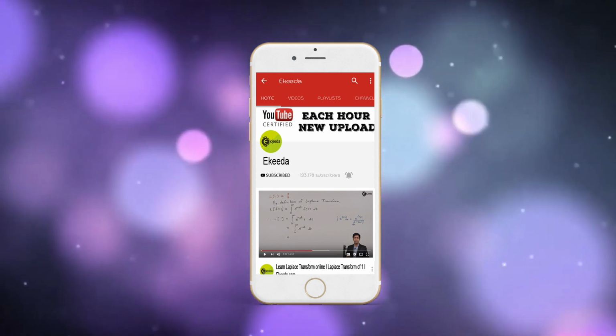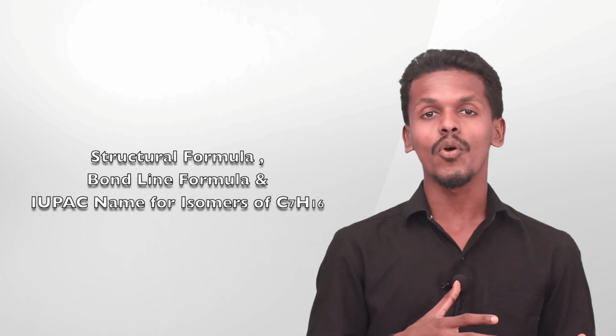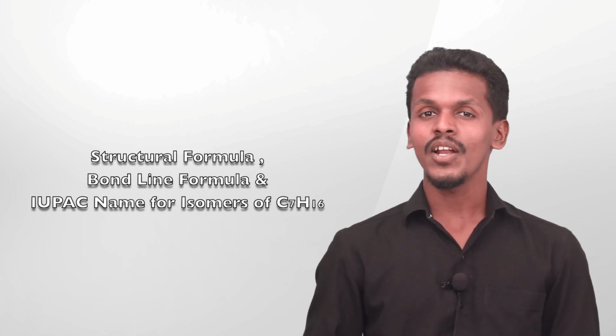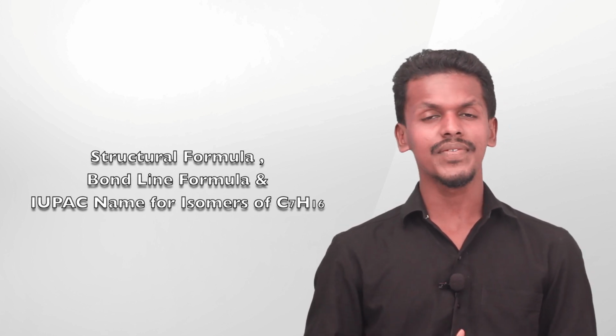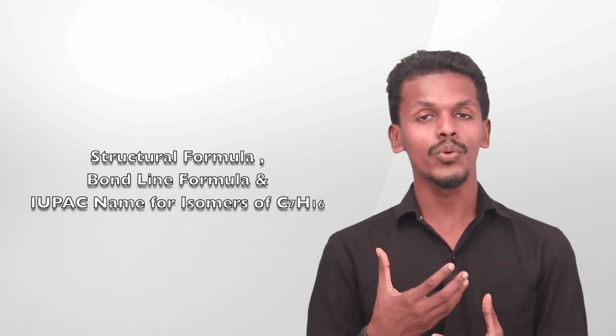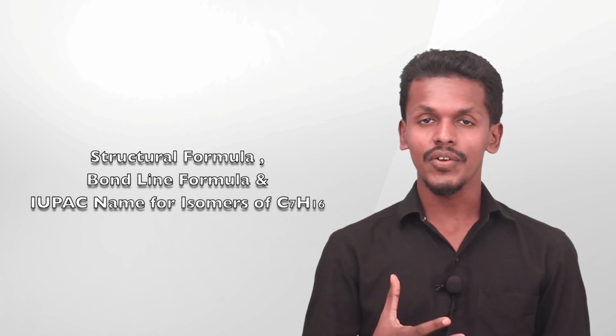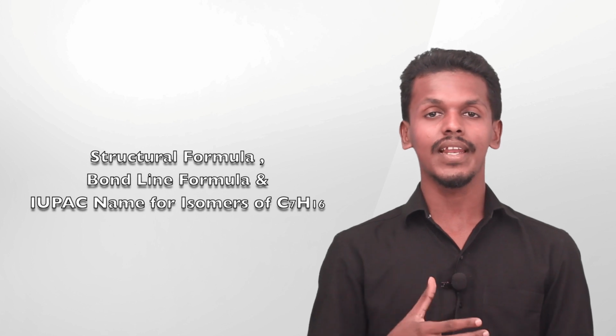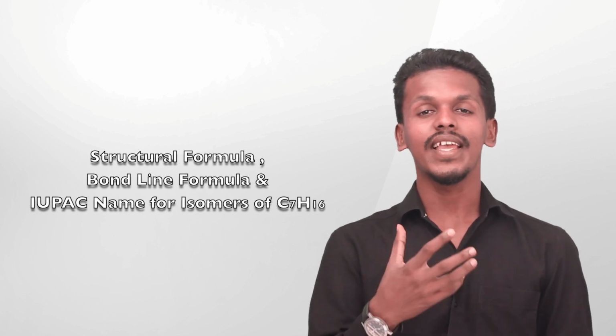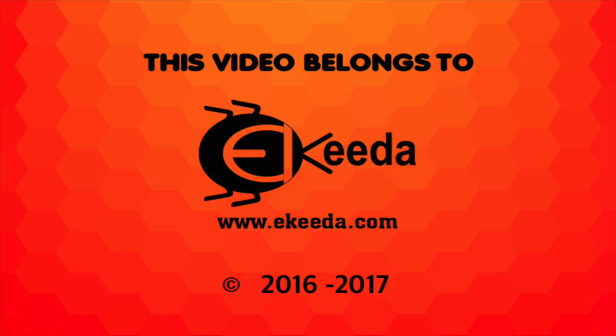Hello friends, in the last lecture we studied the IUPAC rules as well as the IUPAC nomenclature, and we also did the structural formula of the IUPAC nomenclature. Based on this, now we are going to write the structural formula, the bond line formula as well as the IUPAC name for the isomers of C7H16. So let us do that.